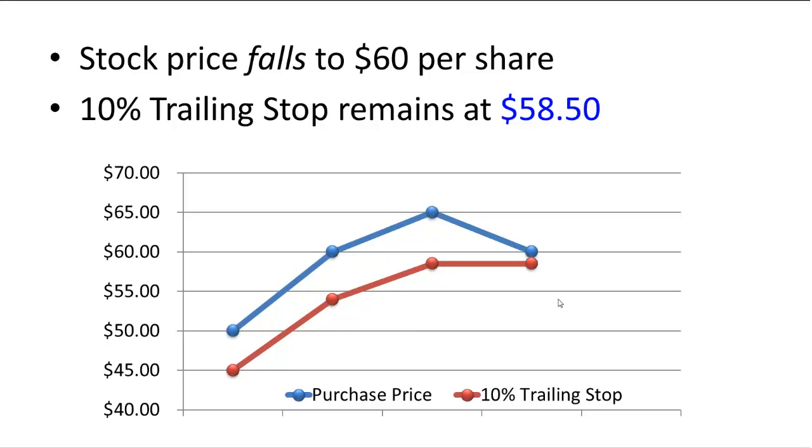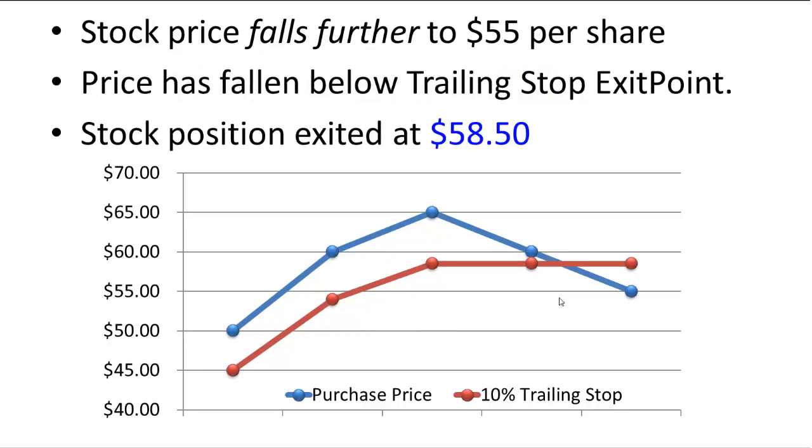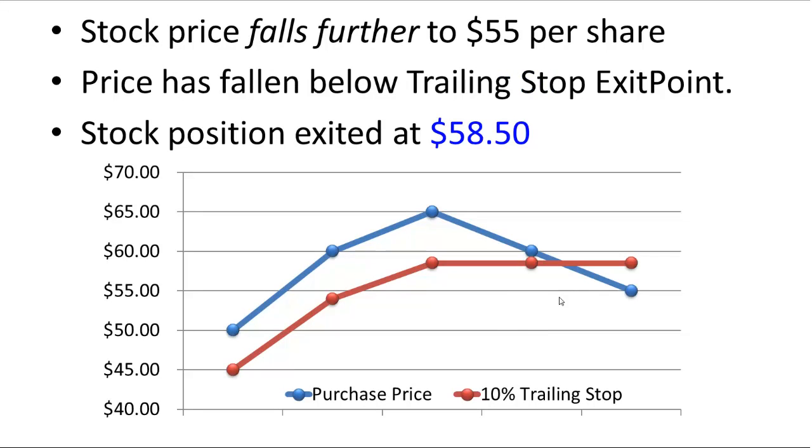Here we see that the stock price has now fallen back to $60 a share. The important thing to remember about trailing stops is that while they can rise as the stock price rises, they cannot decline. Therefore, the trailing stop price has remained at $58.50. And finally, as we see the stock price fall further to $55 per share, the price has now fallen below the trailing stop exit point, and the stock position is exited at $58.50.